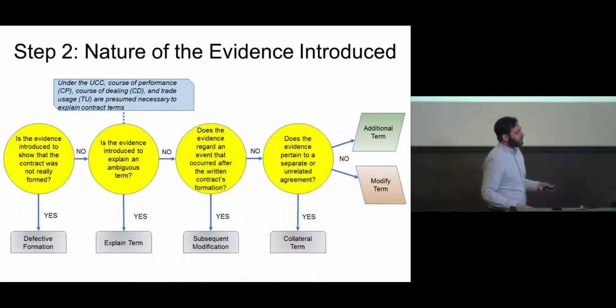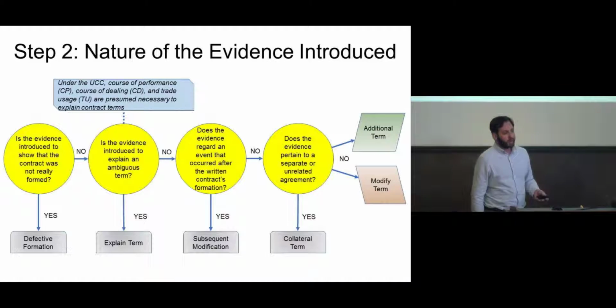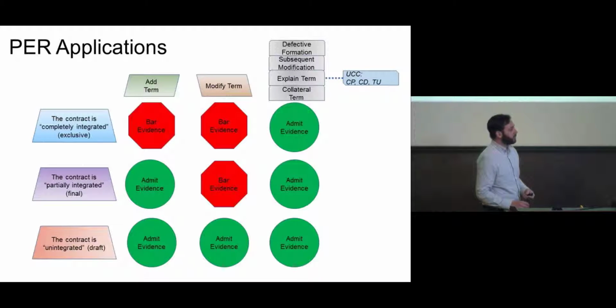And as a side note there, you can always admit extrinsic evidence of course of performance, course of dealing, and usage of trade if the contract is governed by the UCC to explain a term. Evidence of subsequent modification is also not blocked by the parol evidence rule because parties are always free to modify their agreements. And collateral contracts, which we defined in Seagram's, are also not going to be knocked out because by definition they are not expected to be part of that particular contract.